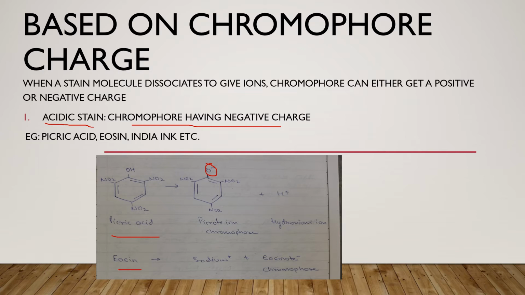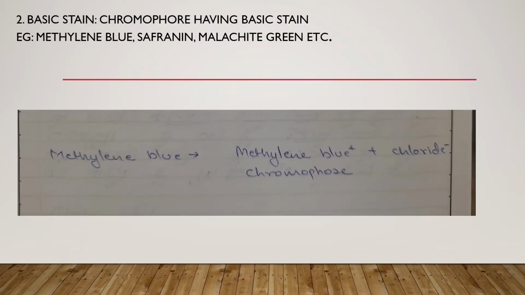Eosin, if you see here, we have sodium plus and eosinate. Eosinate has a negative charge, so that's how we classify them as acidic stain, chromophore having negative charge. The second one is basic stain, chromophore having positive charge. I'm just really sorry, it's positive here. Chromophore having positive charge, like methylene blue, safranin, malachite green. Methylene blue, when it dissociates, gives us methylene blue plus and chloride minus. So here, methylene blue plus carries a positive charge, and for that we call such stains basic stains.